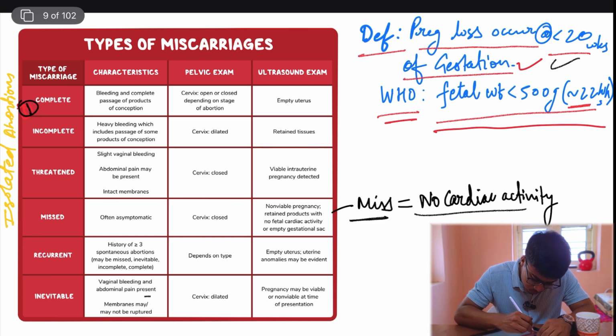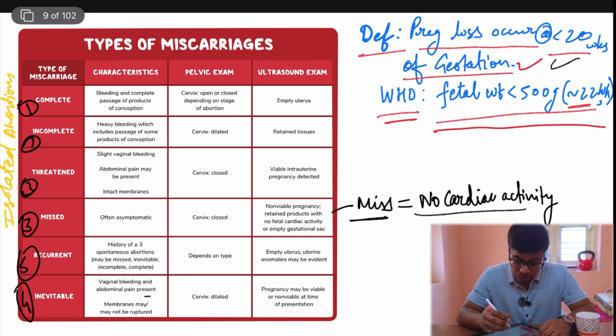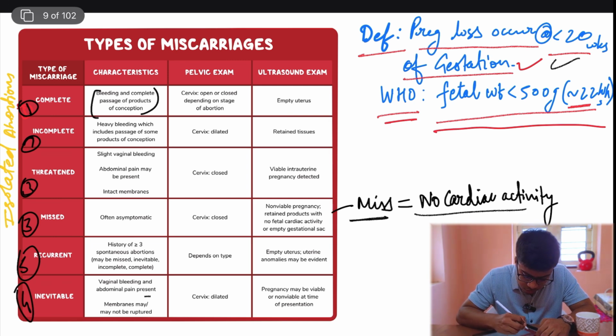First, complete abortion, number 1. Then incomplete, threatened, missed, inevitable, and last, recurrent. So while solving this, we have to see for this characteristic pelvic exam and ultrasound. So first, if bleeding and complete passage of product of conception, complete.